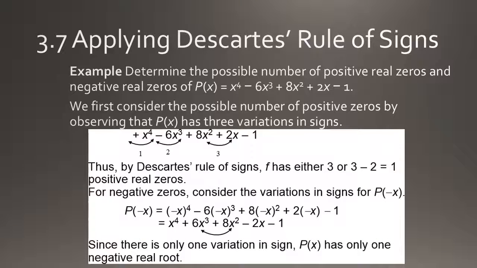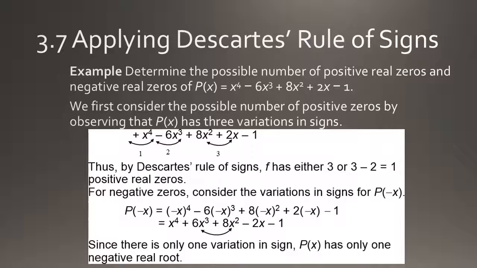You see that here. For negative zeros, it's a little weird because what you have to do is put in a negative x for all your x's. And for anything with a 4th power, it's really not going to change anything. It only affects the odd powers. So as you can see, it made a difference in the sign in front of the 6x to the 3rd and in front of the 2x. So now we're going to count the sign changes again. It starts positive, it stays positive, it stays positive, then it changes to negative, and then it stays negative. So we only have 1 sign change, which means that there could only be 1 negative real root.